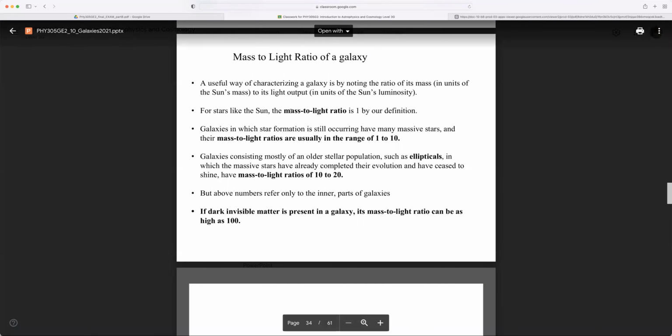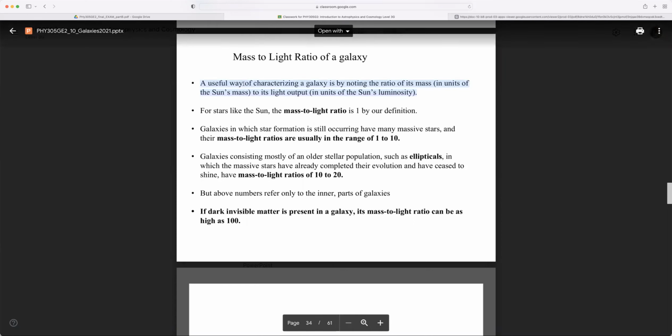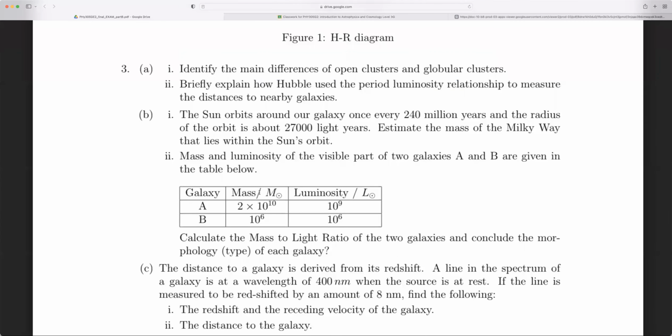Now I have defined how to find the mass to light ratio, and you can see I have specifically mentioned the units. This part you have to remember: a useful way of characterizing a galaxy is by noting the ratio of its mass to its light output. Mass should be in units of solar mass, and the light output in units of the Sun's luminosity. Fortunately, in this question they are given in the same units, solar masses and solar luminosity, so you don't need to worry about it. But if you had it in kilograms, you would first have to convert it to solar masses in order for this to work. Those are things you need to keep in mind. So I may ask a different question this time.